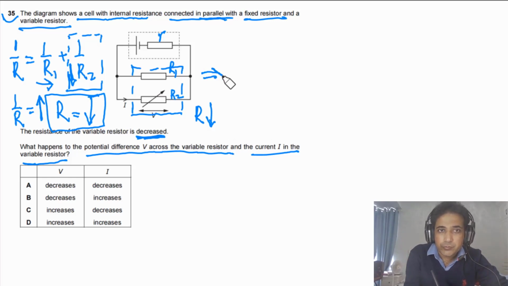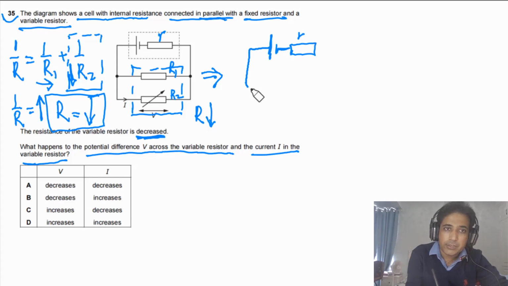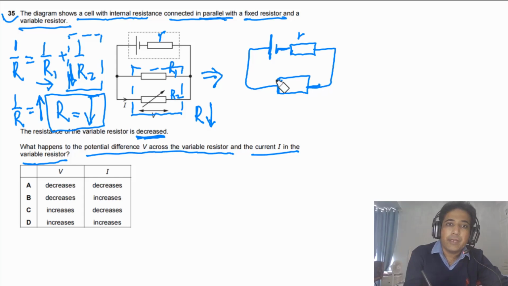Now we can replace this circuit with a different one. With an equivalent circuit we can replace this one. So this is 1 over R, and these two resistors we can replace with one single resistor. This is one single resistor, and this resistance is capital R.